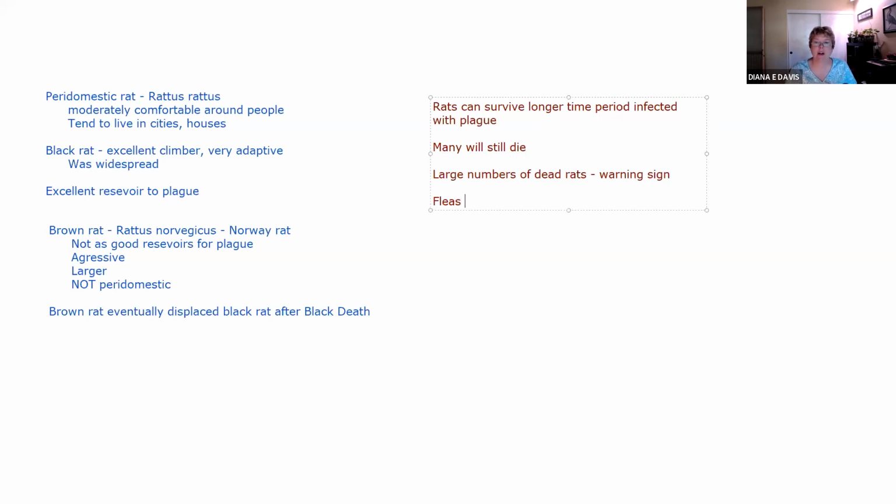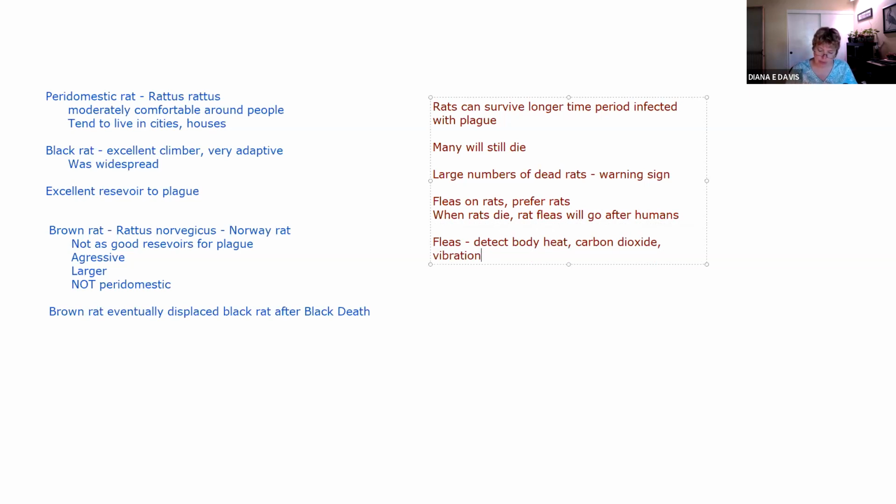The fleas on rats prefer rats. But when rats die, those rat fleas will go after humans. And fleas are sensitive. They can detect body heat. They can detect carbon dioxide, which we exhale. And they can detect vibrations. So they can find a new host pretty easily.